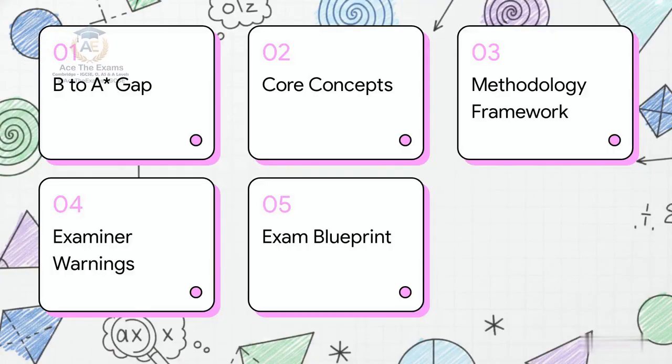First, we are tearing down the B to A star gap to see what examiners actually want. Second, we will lock down the core concepts of real and imaginary parts. Third, we establish our unbeatable methodology framework. Fourth, we look at the examiner warnings that trip up students like Alex and Sam. And finally, we will build the ultimate complex numbers blueprint. Stick with me, because the strategies we cover today don't just apply to one topic. They are your cheat code for the entire syllabus.